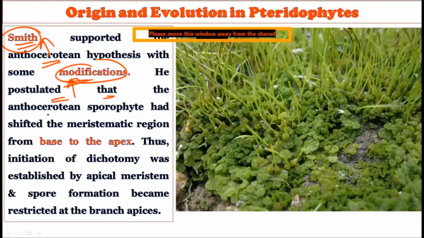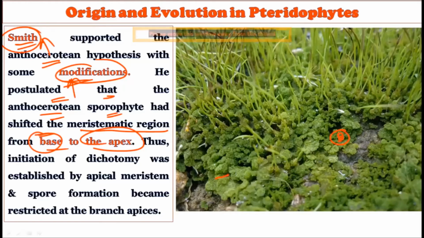Smith is advocating the bryophytic origin, but he has given some modification. He postulated that the Anthocerotian sporophyte had shifted the meristematic region from base to the apex. This is very important. As you already know, Anthoceros is a typical bryophyte, and the main generation in the bryophytes is the gametophyte. Observe in this picture, this is the gametophyte of Anthoceros. According to Smith, the growing point on this gametophyte has shifted from base to the apex, and that is why there is a formation of aerial shoots in the pteridophytes.